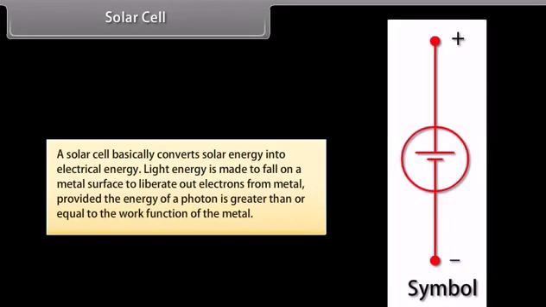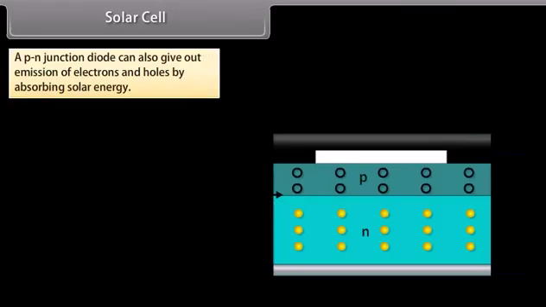Solar cell. A solar cell basically converts solar energy into electrical energy. Light energy is made to fall on a metal surface to liberate electrons from the metal, provided the energy of a photon is greater than or equal to the work function of the metal. A p-n junction diode can also give out emission of electrons and holes by absorbing solar energy. The p material at the top is very thin compared to the thickness of the n material.